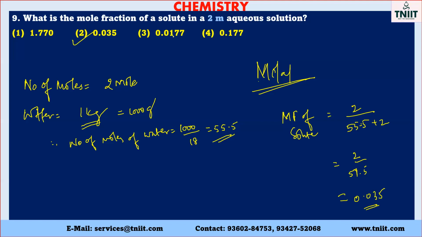They have not given you the number of moles of solvent here, but it is an aqueous solution. Aqueous refers to water. So in the case of molality, it is 1 kg of water. 1 kg is 1000 grams. So the number of moles in 1000 grams is 1000 by 18, that's 55.5. So mole fraction is the number of moles of a particular component divided by the total number of moles.